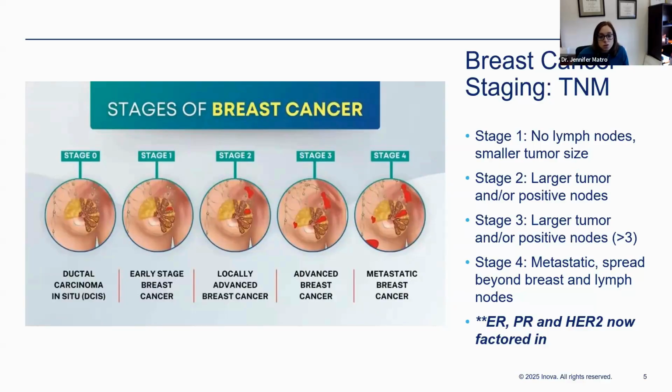But stage 1, 2, and 3 breast cancers, those are invasive cancers. Early stage is when it's confined just to the breast. Stage 2 might be a bigger tumor with just a couple of positive lymph nodes, and stage 3 is where there are many positive lymph nodes. Stage 4 is when the cancer has spread beyond the breast and the lymph nodes.